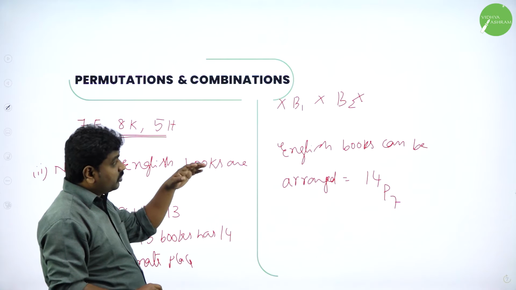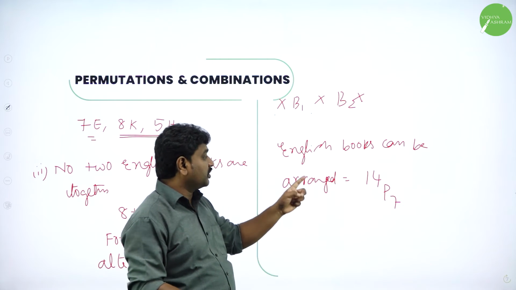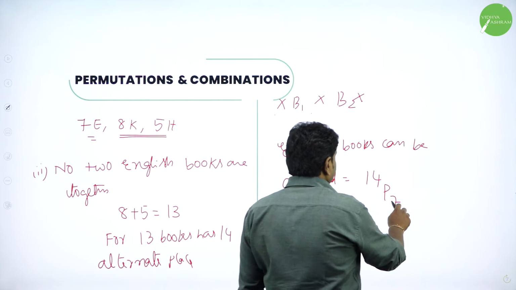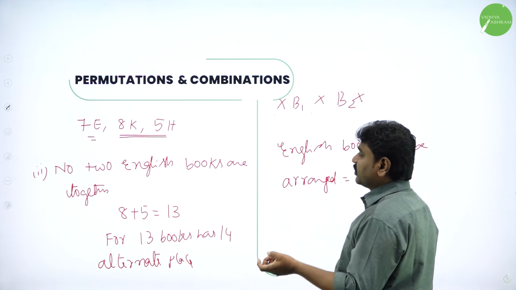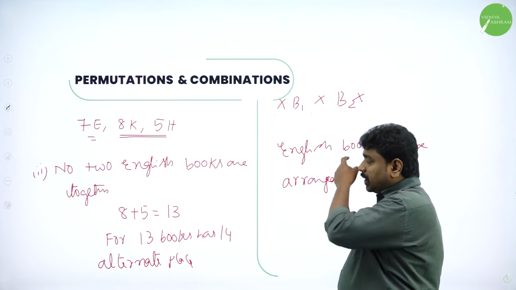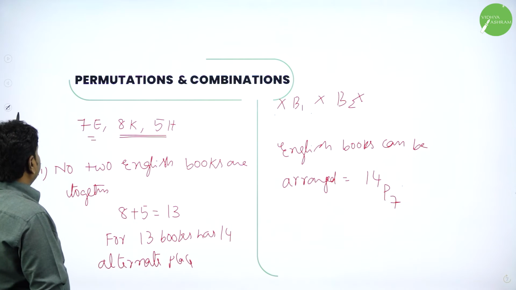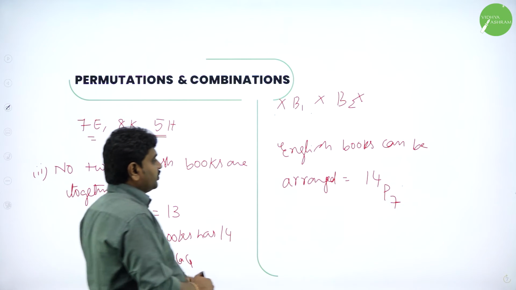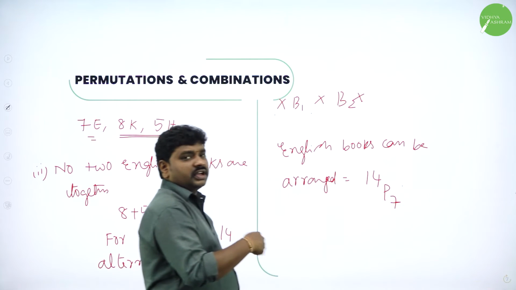For 13 different books in a row, we'll have like this X marks. Alternate places will be 14. In those 14 places, 7 English books can be placed in 7 factorial ways. So 14P7. This is the number of ways you can place English books, and we can rearrange the English books again in 7 factorial.